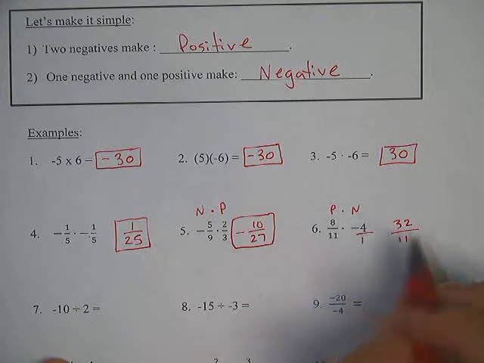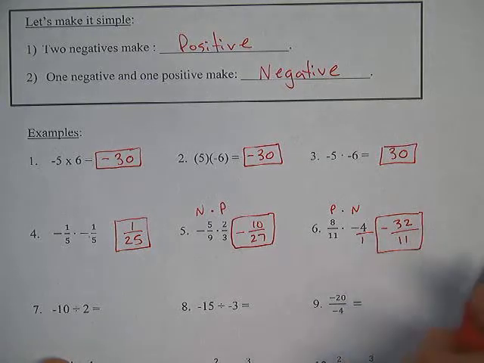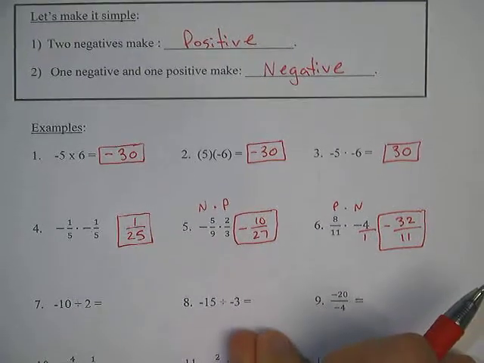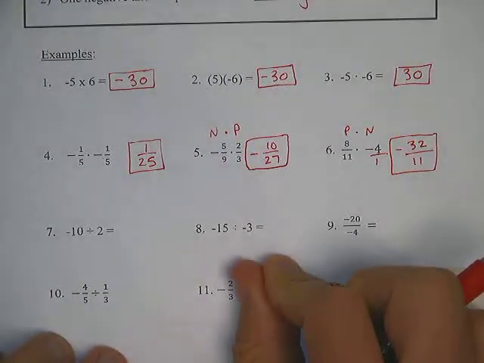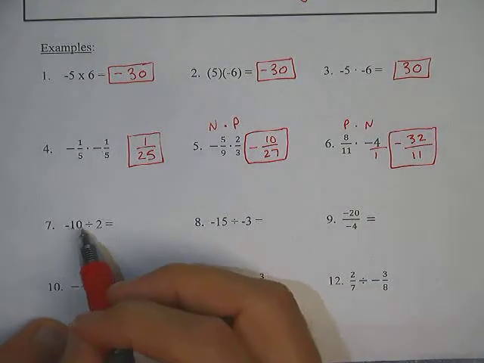But this was a positive times negative. Well, if 2 negatives make a positive, but if it's one of each, this is a negative answer. This is a good answer. And again, if you simplified this, that's fine.